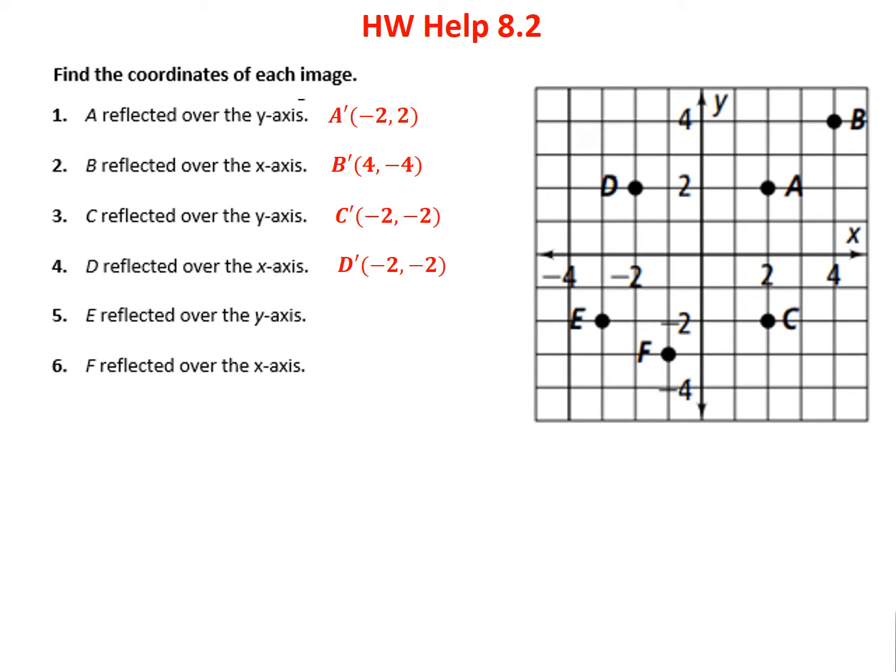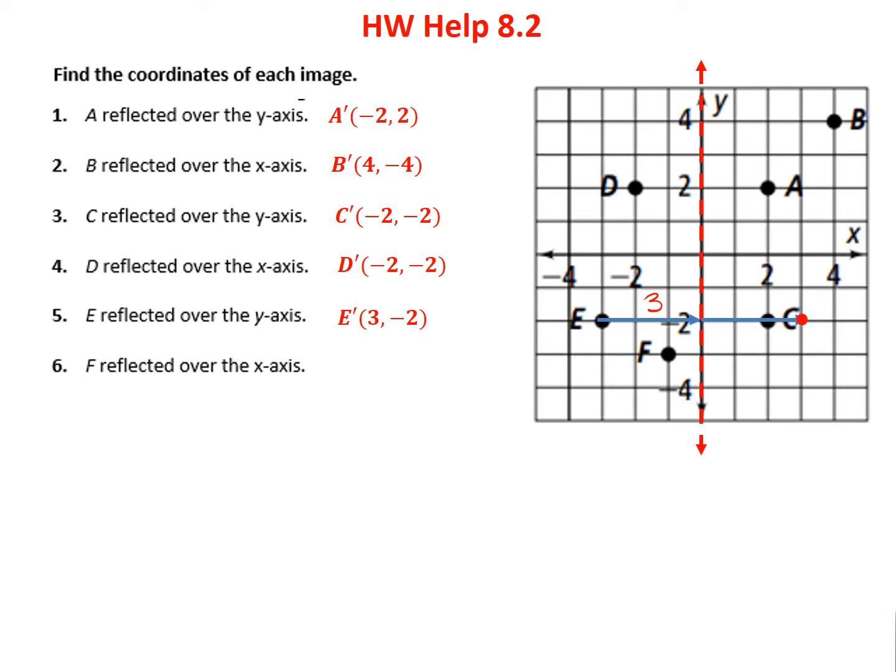Our next one, number 5, E is to be reflected over the y-axis. So once again, let's draw our y-axis. So E is on the left side, so we're going to go to the right, and it appears to be 1, 2, 3 units. So then we'll go past there another 3 units because it's a reflection. And this will be our E prime, which is at the point 3 and then down minus 2.